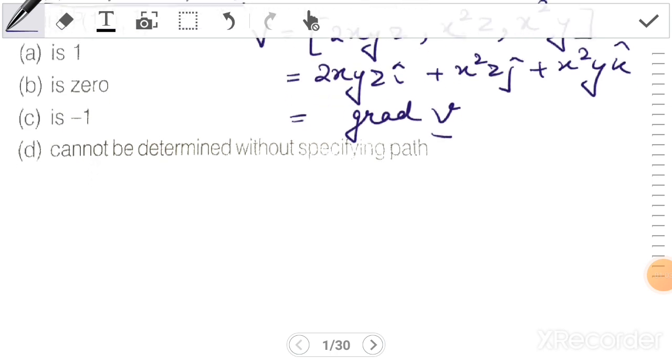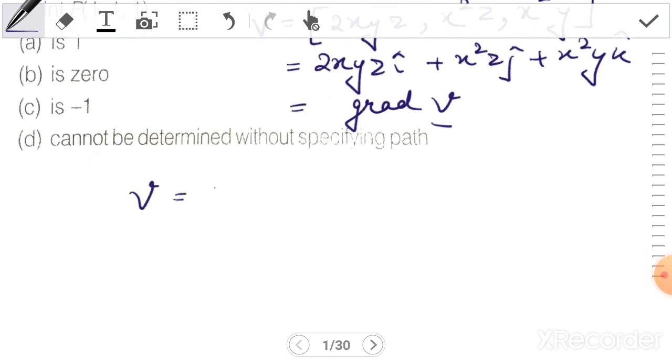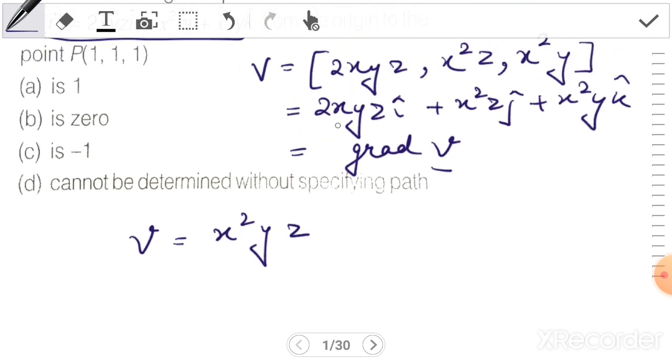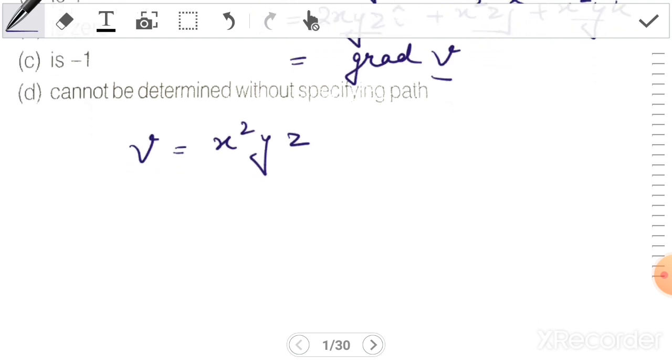So by integrating we get v as x square yz. So you may integrate this x component with respect to x and this y component with respect to y, and then x square y with respect to z. So you will get x square yz. Right?